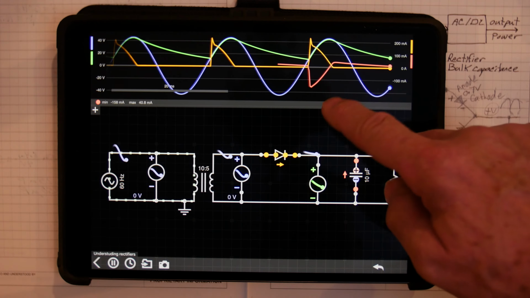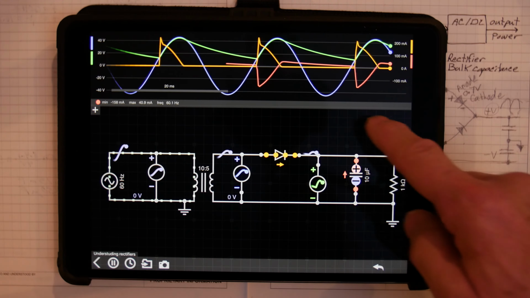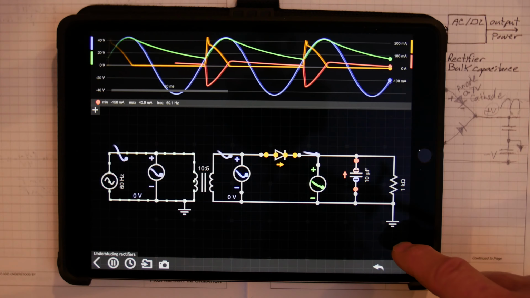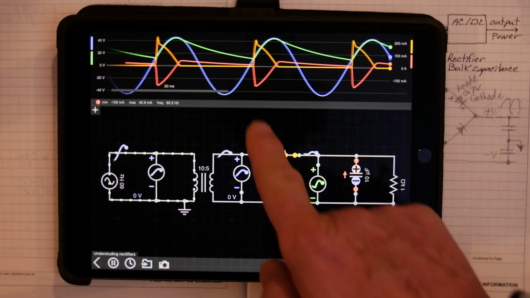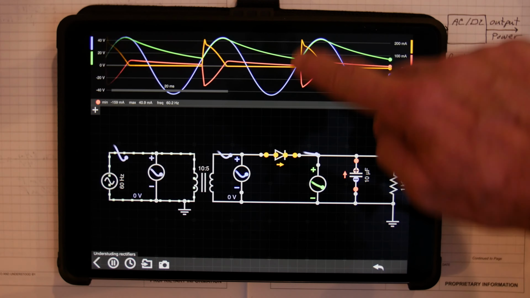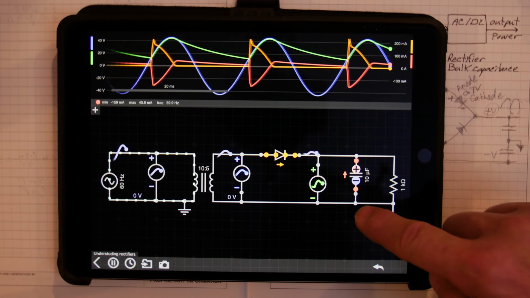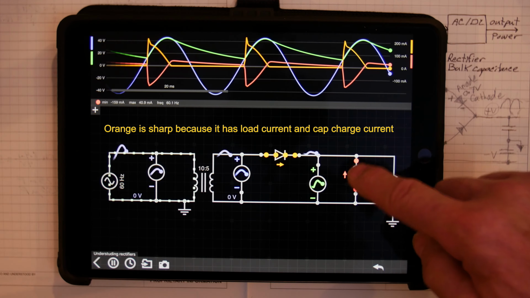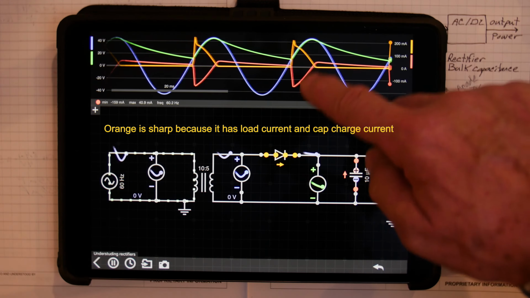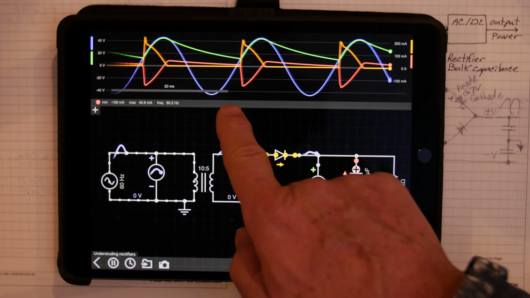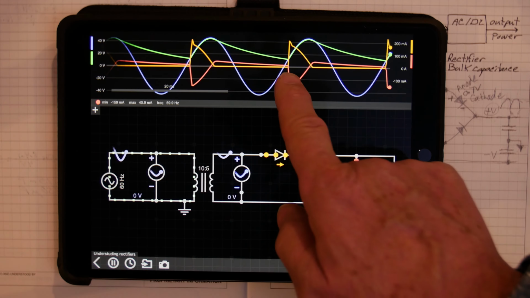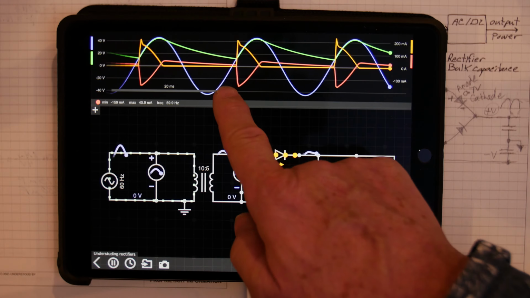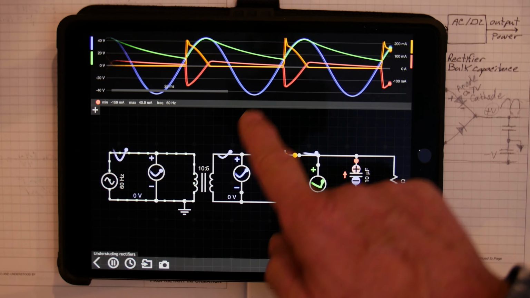Well, that's the current as it's discharging to the capacitor into the load. And you see how it has a sharp angle. So the orange also has to help provide load for the resistor and charge the capacitor. So you can see the capacitor drops in voltage, and as the orange current goes up, then this red waveform goes up as it charges the cap.